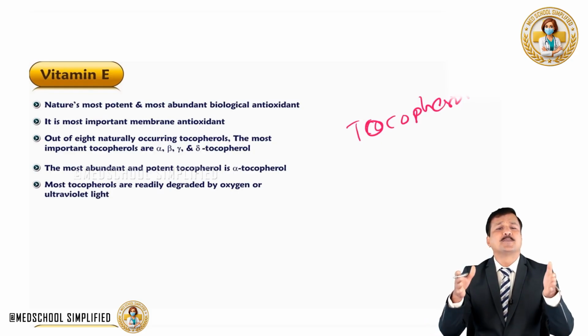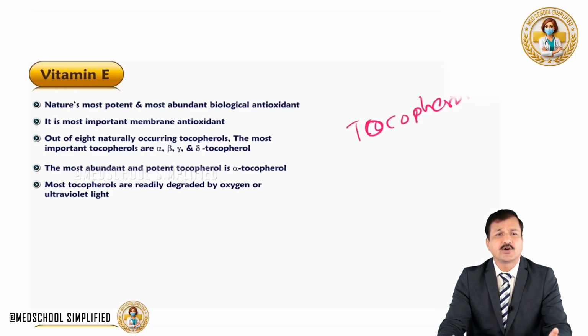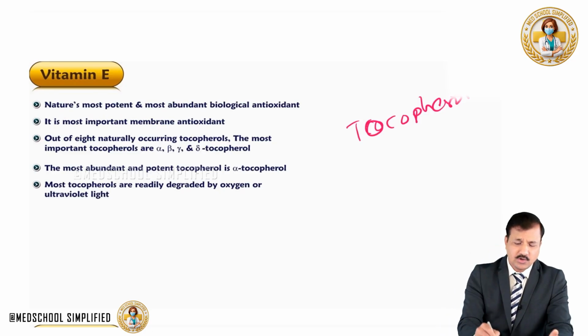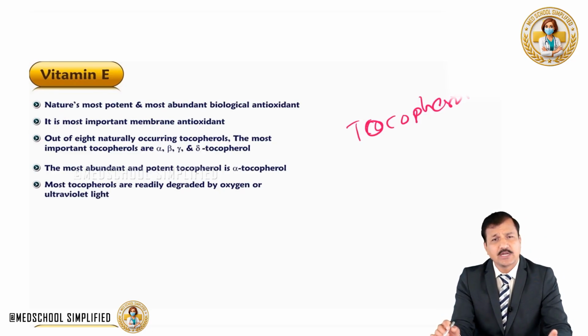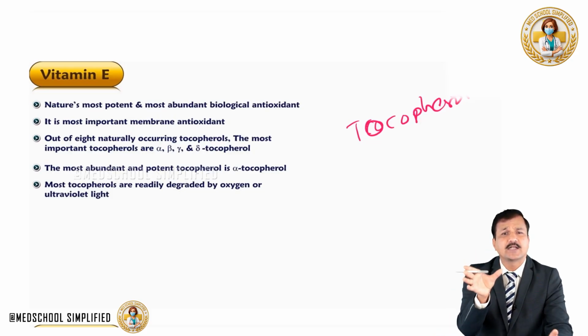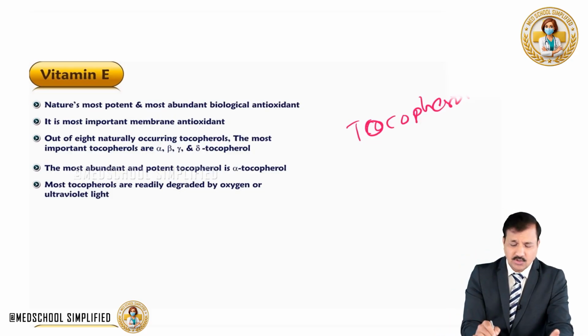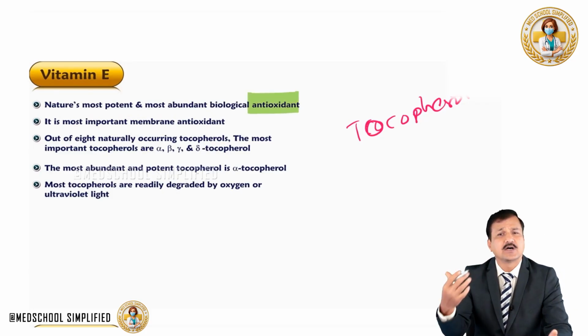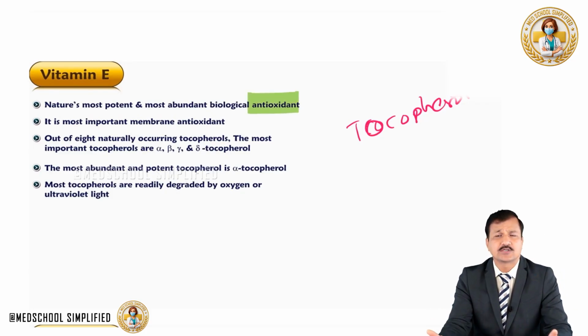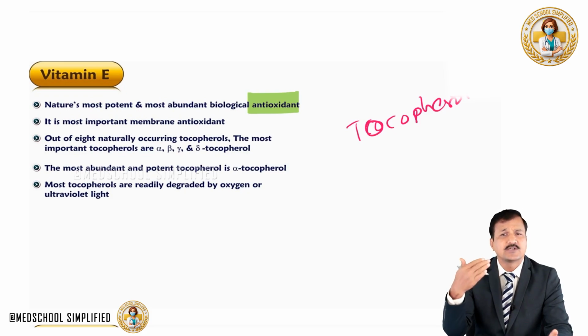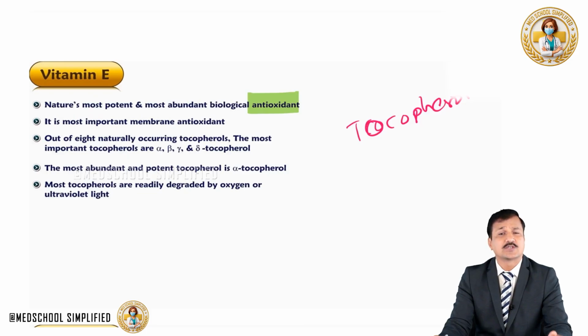So it is the most important membrane antioxidant. Always remember this. The role of vitamin E in our body is that it is an antioxidant vitamin, importantly the membrane antioxidant, because it is going to protect our cell membrane from the breakdown process of lipid peroxidation. It is going to fight against reactive oxygen molecules called free radicals and protect our cell membrane from free radicals.